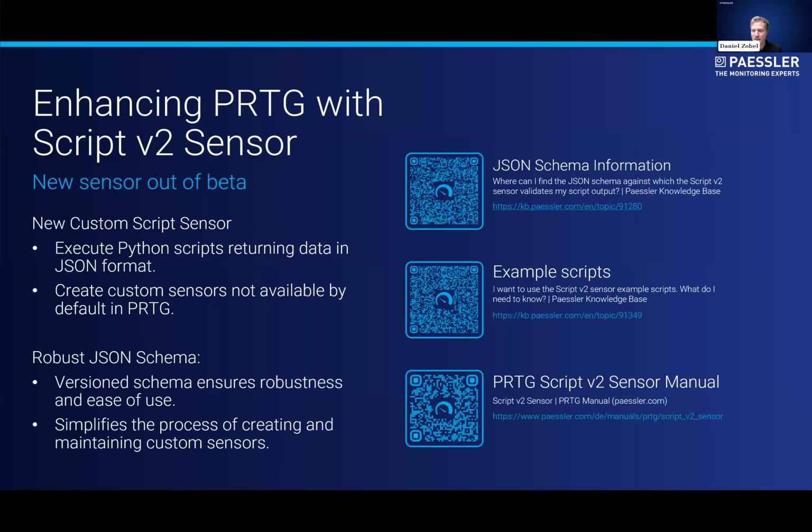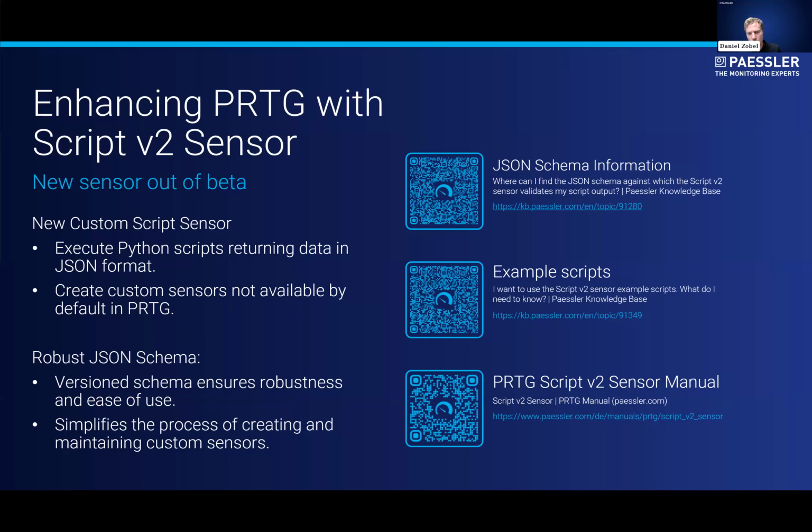It supports a JSON schema. This means that it makes sure that your sensor reports accurate values back to PRTG. And this JSON schema also enables you to maintain your custom sensors much more easily. And it also helps you add backward compatibility to your custom sensors. So on the right, you'll find everything you need to get started with your own sensors right away.